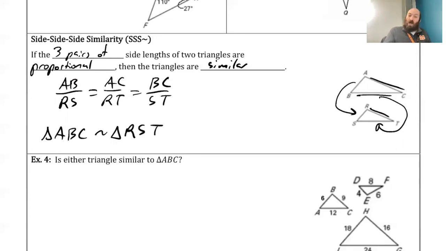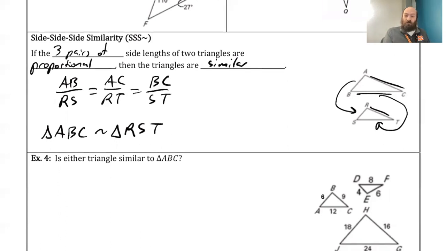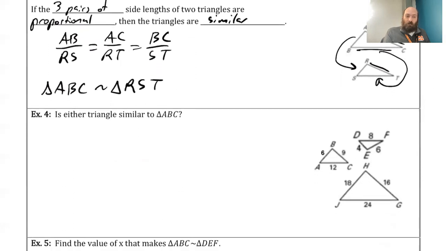Okay, so that's what we're trying to show here. It has to be 3 pairs of side lengths, all 3 pairs proportional to each other. So that's what we're going to look at here. Is either triangle similar to triangle ABC? So this is my reference triangle right here. So we're going to start with triangle DEF.